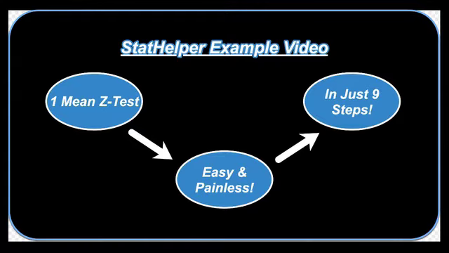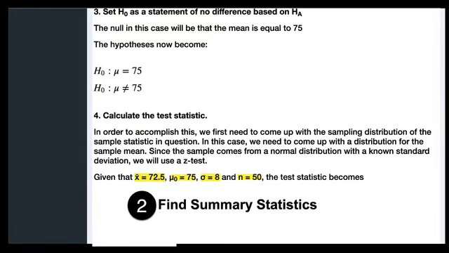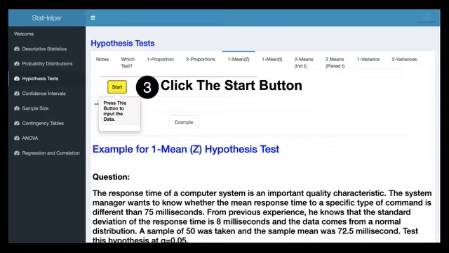This is a StatHelper example video on how to do a one mean Z test, easy and painless, in just 9 steps. For step 1, click on the example tab. For step 2, find the summary statistics. Step 3, press the start button.